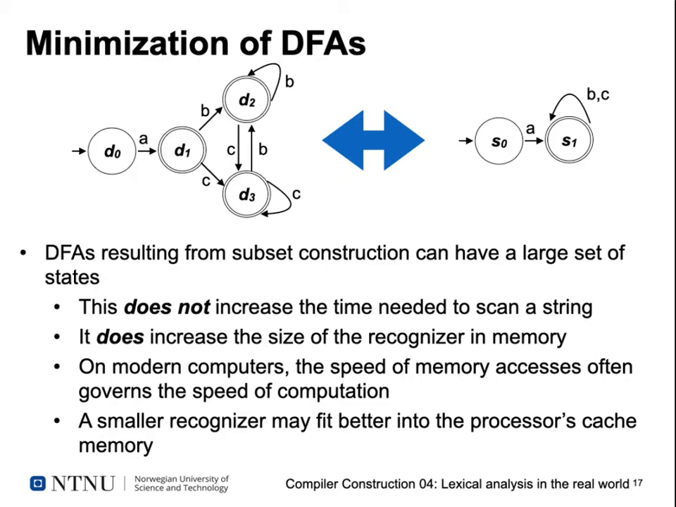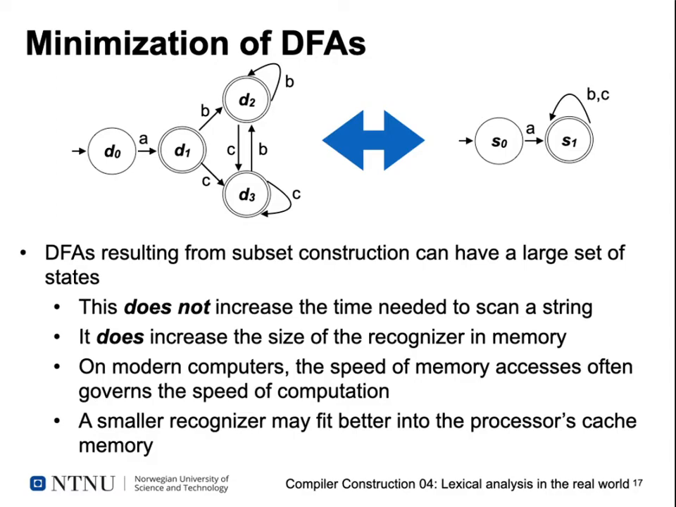So, the problem with this subset construction algorithm is that the DFAs we get out of this algorithm can have a large set of states. This does actually not increase the time needed to scan a string, because you don't need to run through more states in your automaton, but it does increase the size of the recognizer in memory, because obviously the transition table for this graph is bigger than for that one. It doesn't really matter, of course, for these small examples, but if you run scanners for more complex examples, the size of the DFA might be a problem.